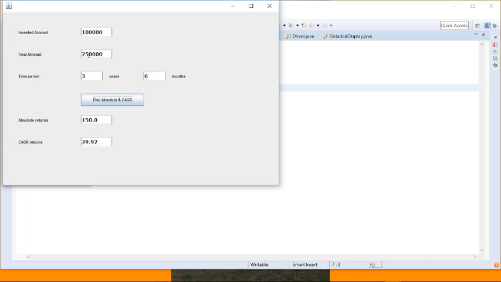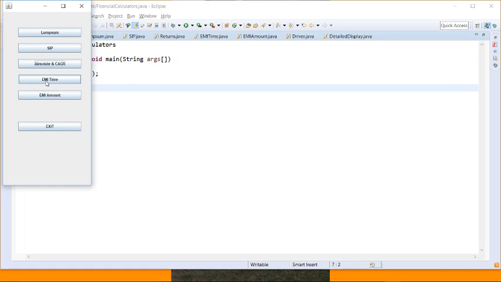Suppose 120,000 is the actual amount invested and 250,000 is the final value, then the absolute returns would be 108 and CAGR is 23.33%.